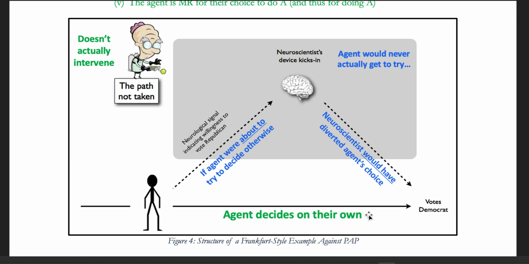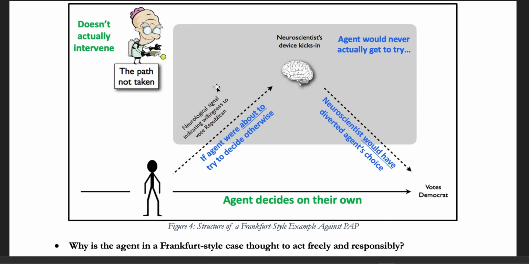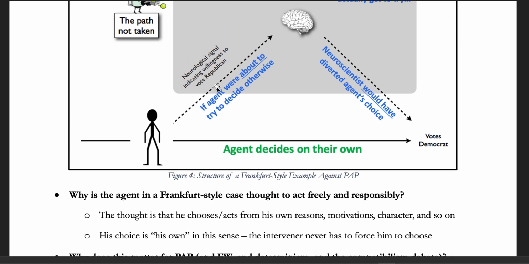However, they decide to do it on their own, and this person does nothing, and therefore Frankfurt thinks this person decides to vote Democrat freely. And, importantly, they are responsible for deciding to vote Democrat because they decided on their own, and none of this other stuff up here had to do anything. Okay, that's the structure of a Frankfurt case.